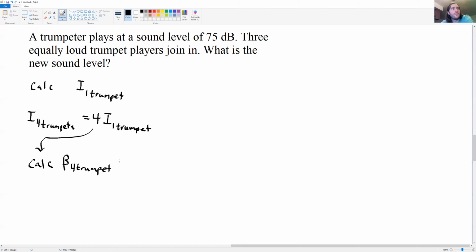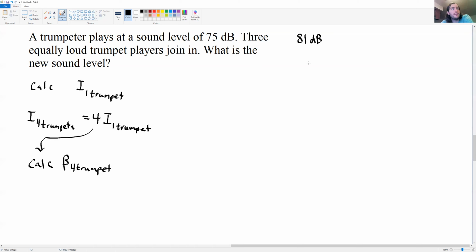Now, I will go through the complete solution here, but there is a nice trick that you can use, stemming from, I think, 1 or 2 examples ago, having to do with what happens when you double the intensity. We said if you double the intensity, you add 3 decibels. Well, if you quadruple the intensity, that's the same as doubling the intensity and then doubling it again. So in that case, you'd add 6 decibels, right? So we can already have an idea of what the answer should be. It should be 81 decibels without doing any calculations.